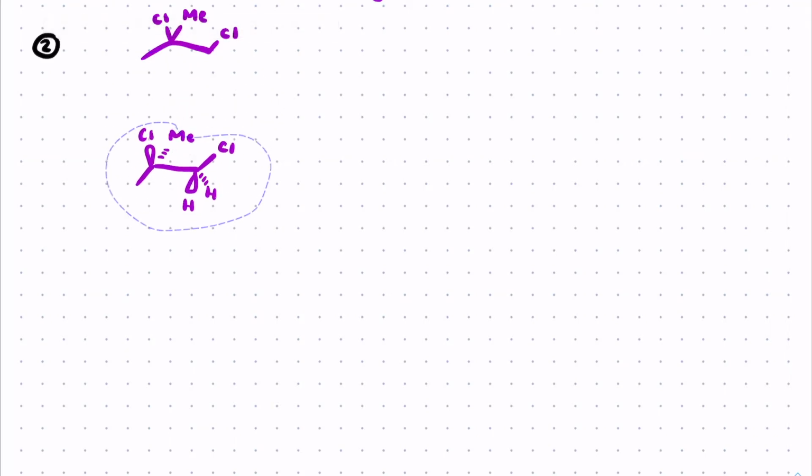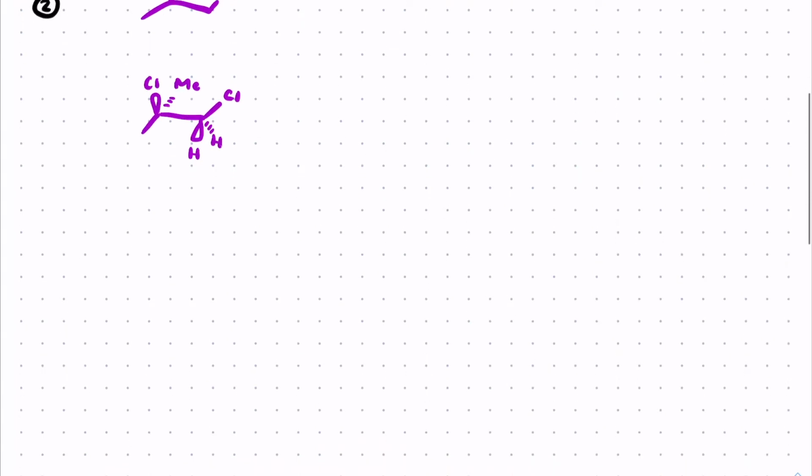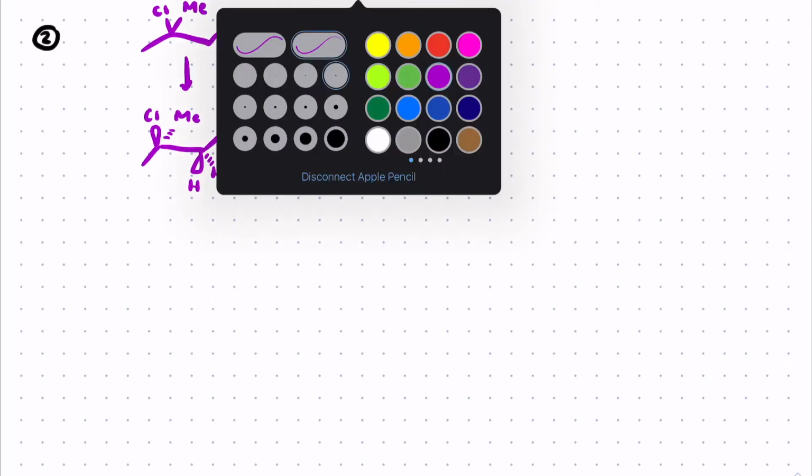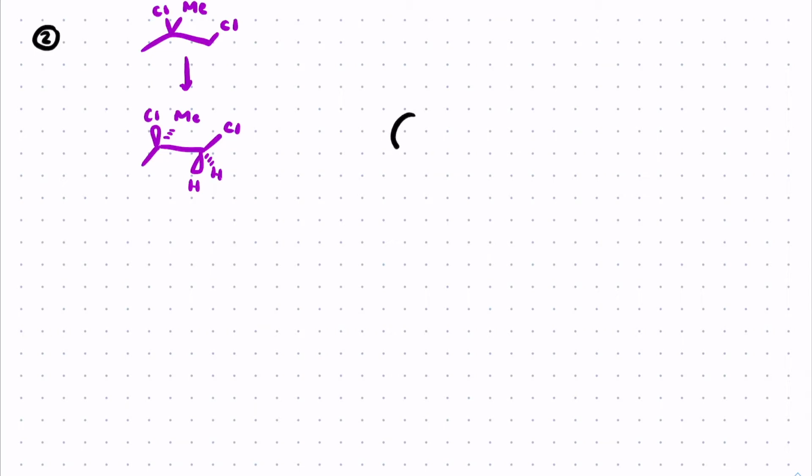So let's get to work translating this into a Newman projection. And we'll just translate this one first into a Newman projection. And then we can do our rotations. So this is our Newman projection.